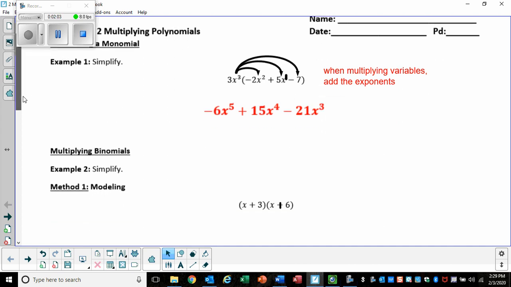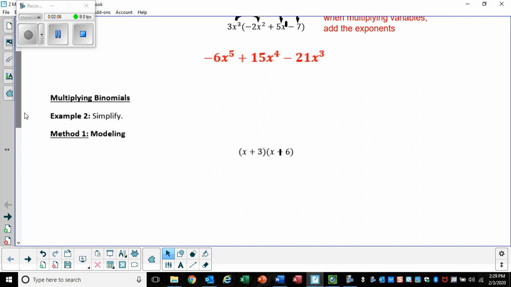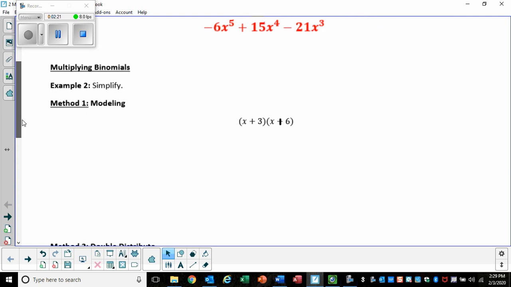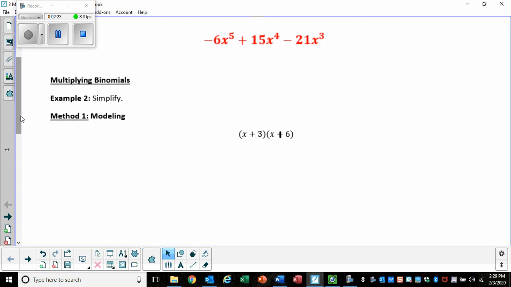Next we have multiplying binomials. So there are 4 different methods you can use to multiply binomials. Okay? You can choose any one, I'm not regulating which one you have to do. So method 1 is modeling. We actually use pictures to help us come up with it.